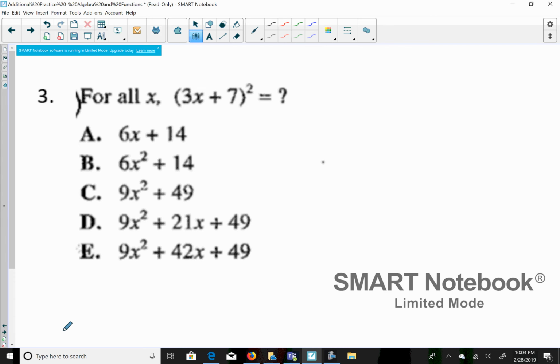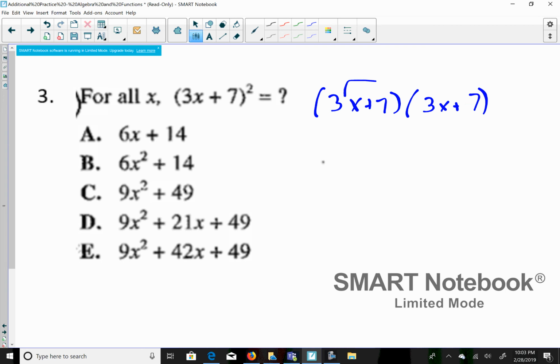But number 3, it wants me to take the quantity of 3x plus 7 and square it. So you don't make a mistake and forget your middle term, which is probably the most common mistake, I'm going to take the time to rewrite it as 3x plus 7 times 3x plus 7, and then I'm going to FOIL.